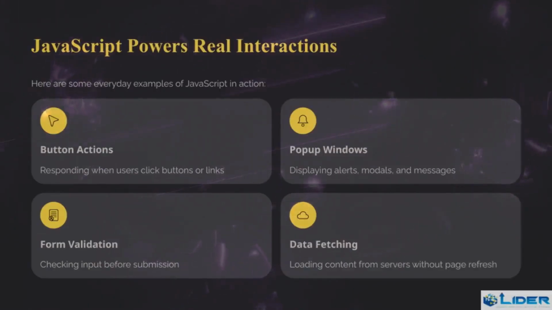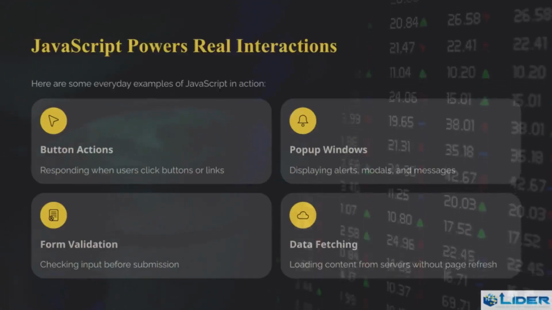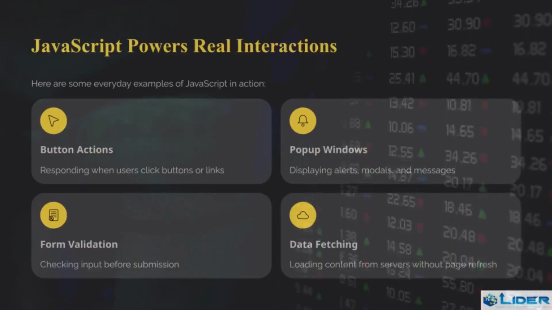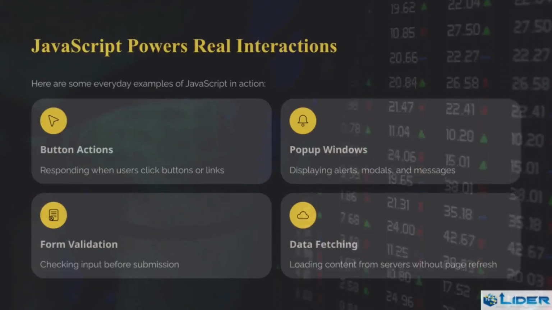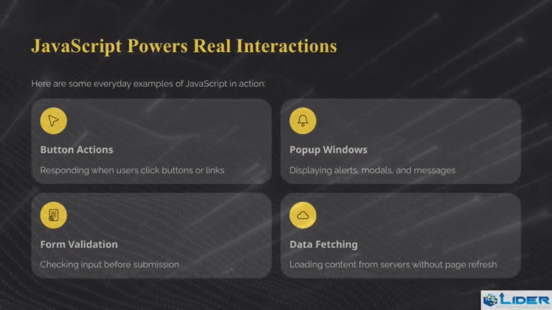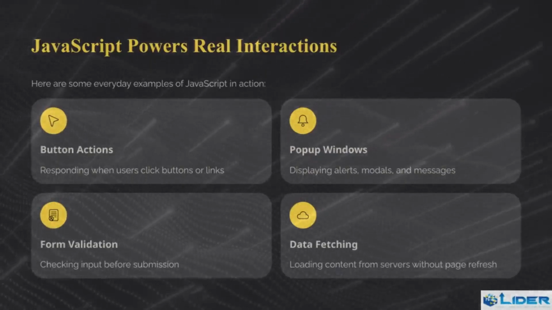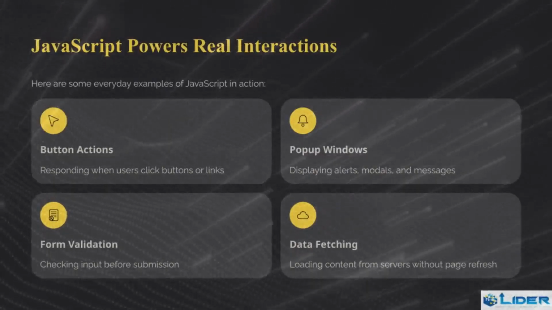Responding when users click buttons or links is fundamental. JavaScript captures these events and triggers the appropriate actions, keeping the site lively and interactive. Finally, button actions are a perfect example of how JavaScript responds to user input, enabling everything from submitting forms to navigating pages. All of these features show how JavaScript powers real interactions on the web, transforming static pages into dynamic, engaging experiences that react instantly to user actions.